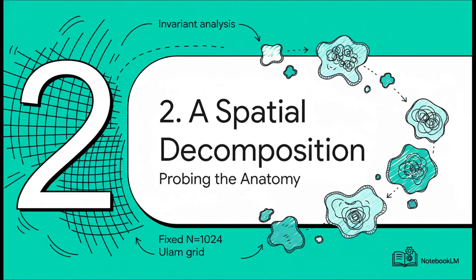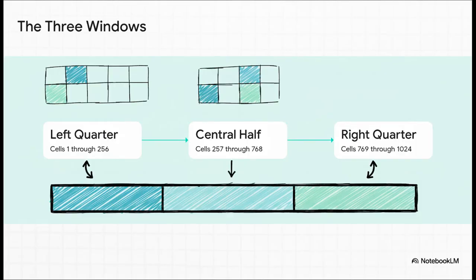So to really get to the bottom of this, paper 43 uses a pretty clever technique. It's a spatial decomposition of the invariant-density proxy, and it's all done on that fixed n equals 1024 Ulam grid. The approach itself is actually quite simple and elegant. They just take that 1024 cell partition and split it into 3 separate non-overlapping windows. This lets them measure the oscillation all by itself in the left quarter, then in the big central half, and then finally in the right quarter.